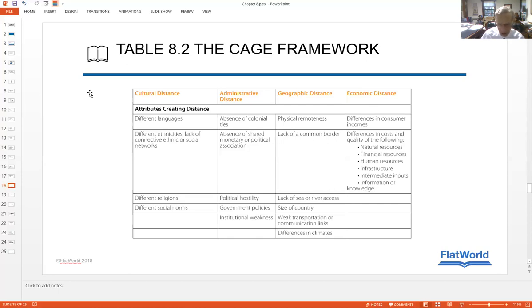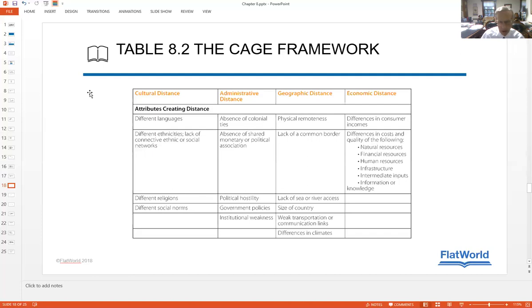So all I can do is apologize to you on behalf of the publisher for the poor quality of this exhibit, and it's poor. In any event, we see in this exhibit simply some descriptions of these four dimensions of distance between your home country and the destination.